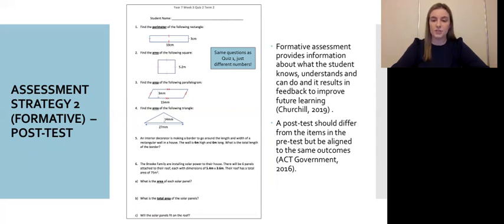A post-test should differ from the items in the pre-test, but be aligned to the same outcomes. Hence, the second quiz included the same questions, but with different numbers. By doing this, I was able to clearly see the impact I made on students' learning.